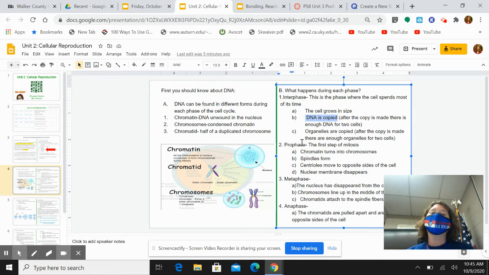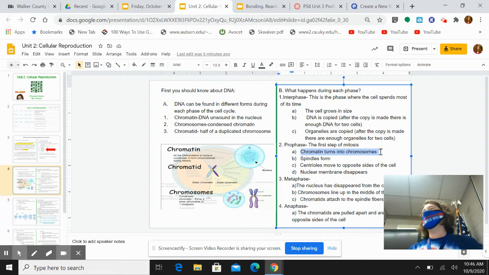And then we start our PMAT process, starting with the letter P, prophase. Prophase is the first step of mitosis. Highlight prophase. Highlight letter A. The chromatin turns into chromosomes. Remember, the chromosomes look like your hair ribbon tied in a nice pretty bow and kind of hanging down and drooping, or like a wilty X.